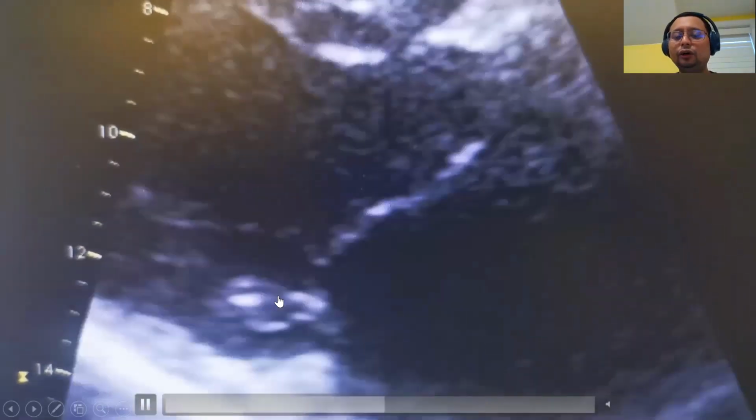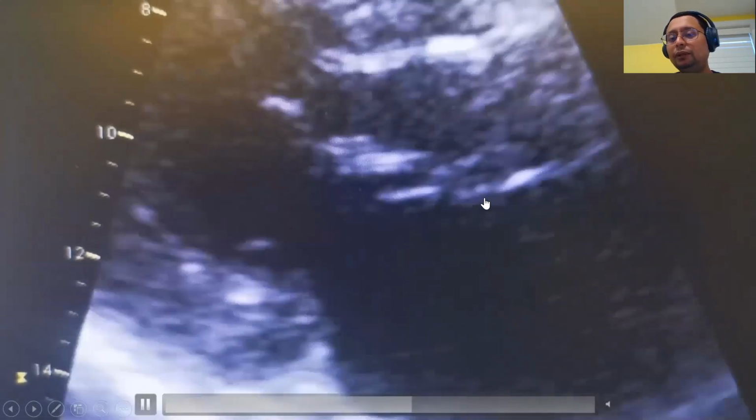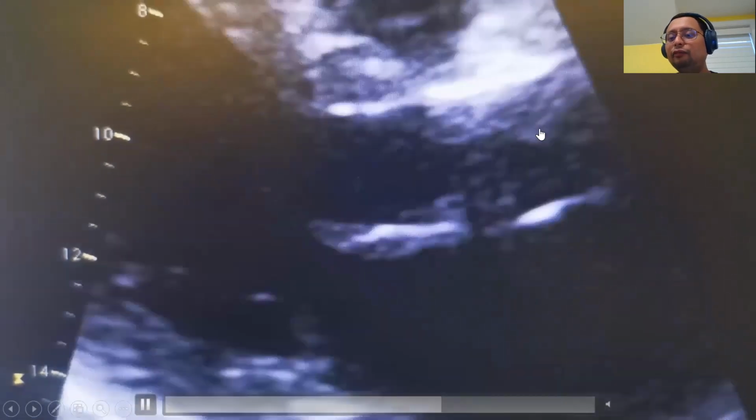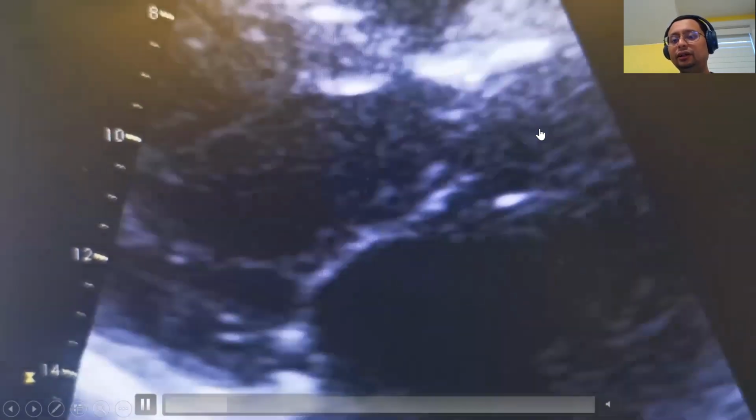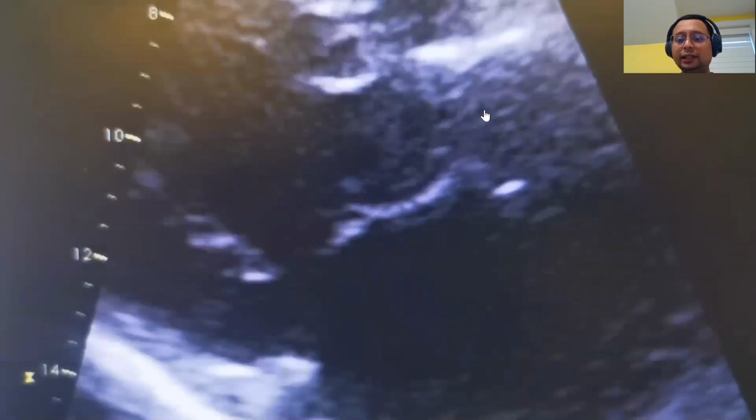This is a parasternal long axis view. Here we look at whether the valve is opening normally. We look whether there's any calcification or thickening. We look on the color flow whether there is any obvious regurgitation. For this patient, let me just tell you, there is no obvious regurgitation. So that's the aortic valve there.